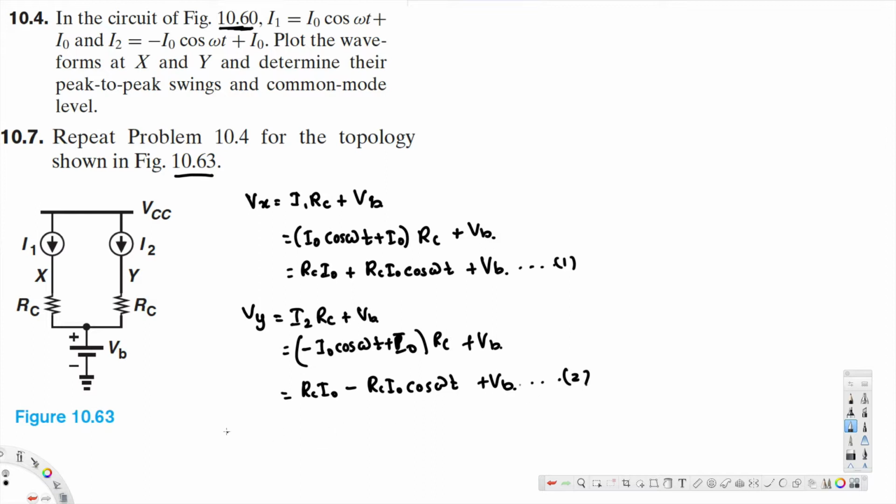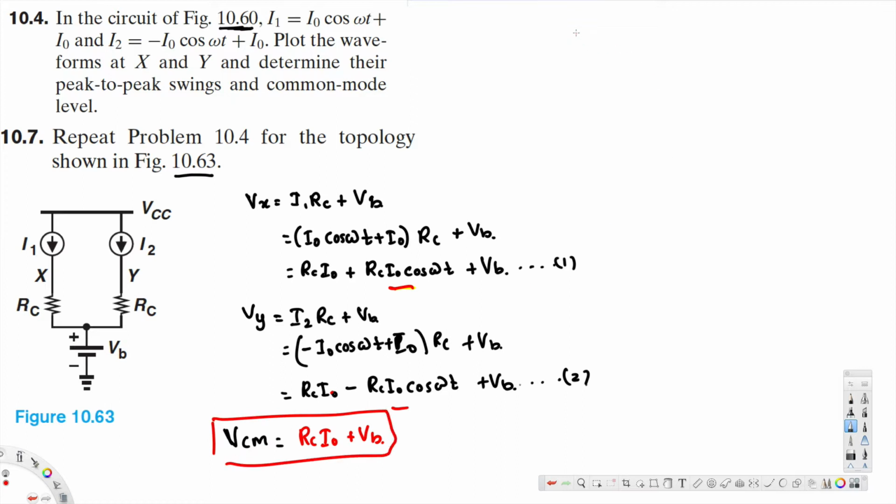So the common mode VCM is going to be the addition. If you add this one and this one, negative and positive cancel each other, and here this will become RC I naught plus VB, that will become 2 times, and when we divide this by 2, this is going to be just RC I naught plus VB, and this is our common mode level.